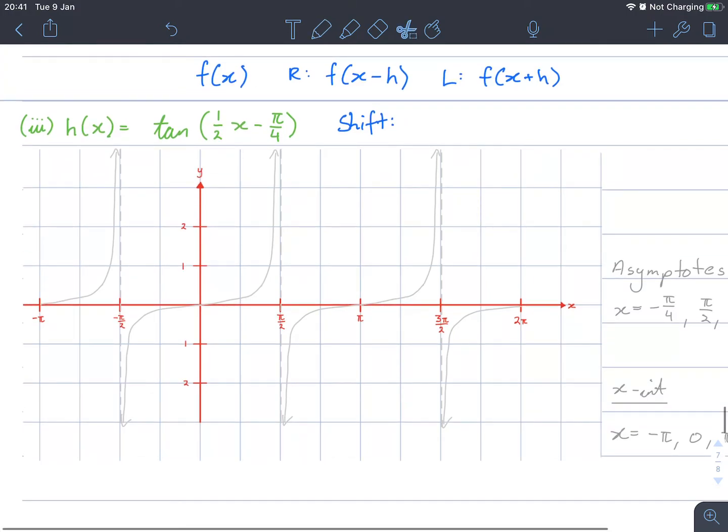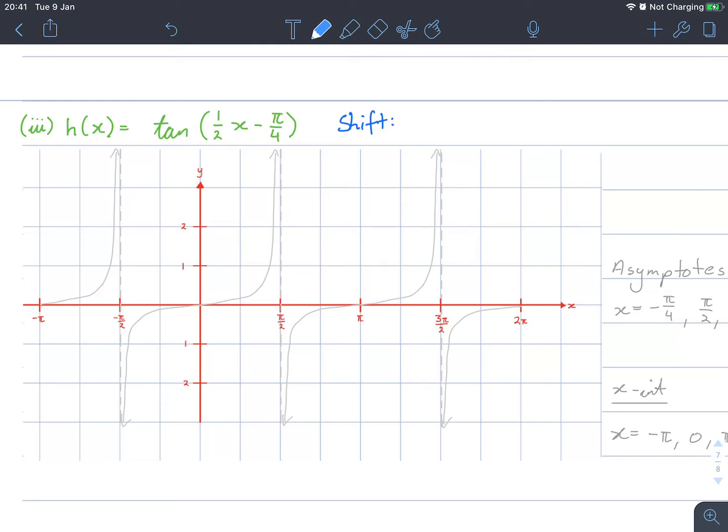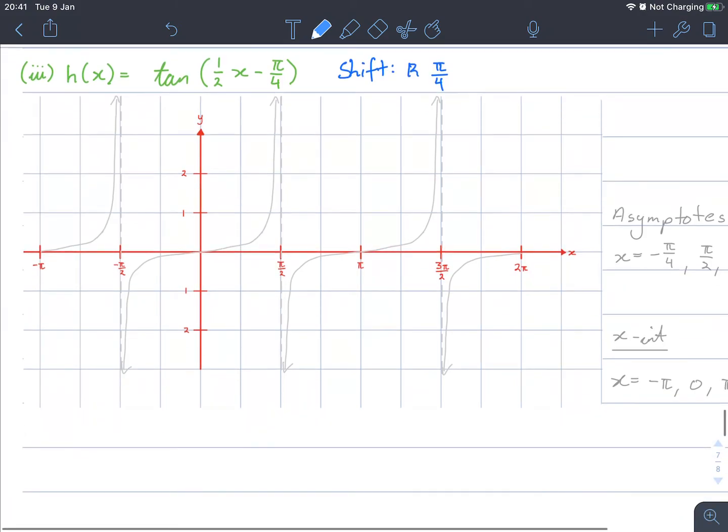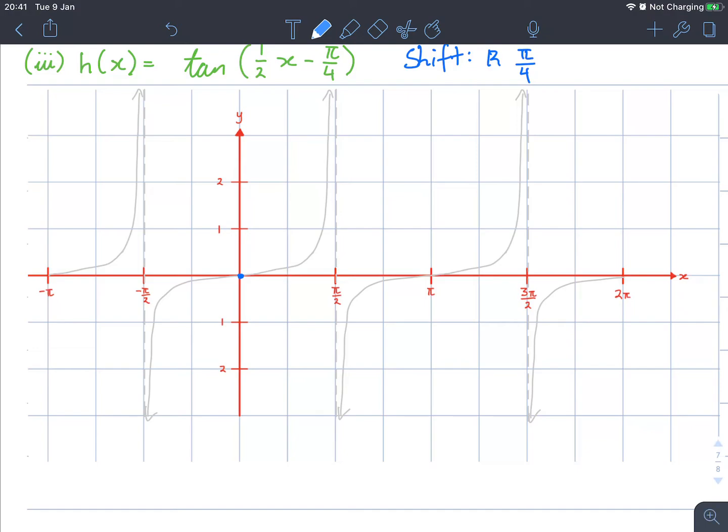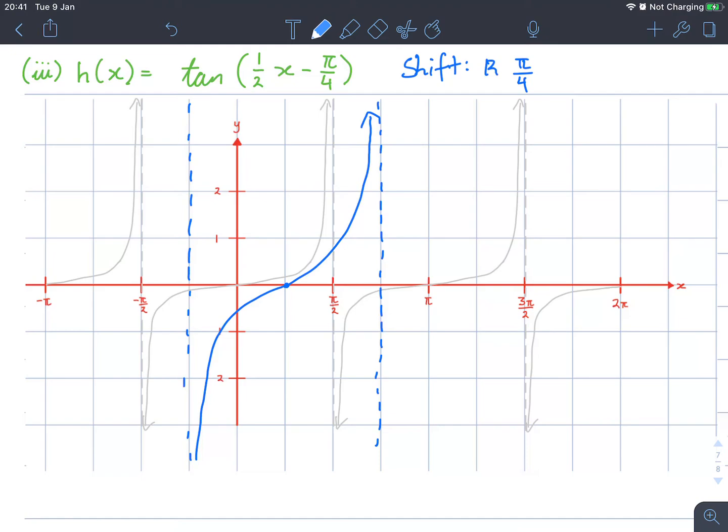So already we should be imagining, so let me write this in, our shift is to the right by a distance of pi on 4. So 0 is now pi on 4. This asymptote is now 3 pi on 4. This asymptote should be now negative pi on 4. And this first cycle of tan should now look something like this in your mind. Very rough sketch. There we go. So it's been shifted to the right already by a distance of pi on 4.